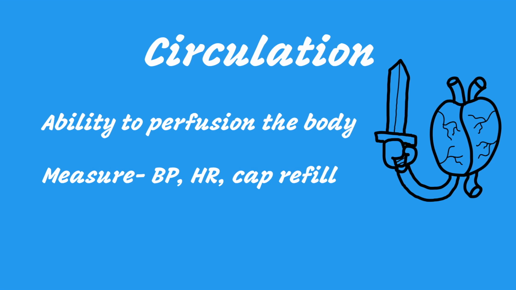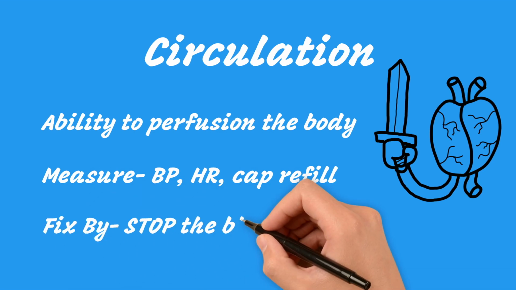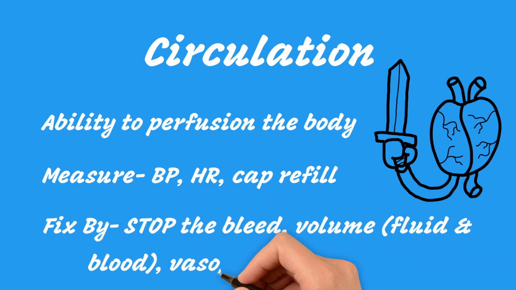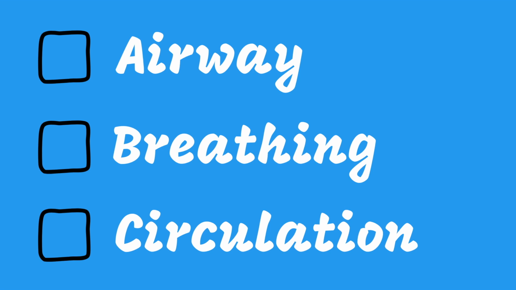If circulation is impaired, here's how we intervene. Of course, first, if there's any external hemorrhaging, we're going to stop the bleed. Next, we replace volume in the way of IV fluids or blood products. And then, of course, last but not least, vasopressors. We use vasopressors when fluids aren't enough to maintain perfusion. But always remember, you have to fill the pump with fluids before we can start squeezing on the vessels. So fluids before vasopressors.